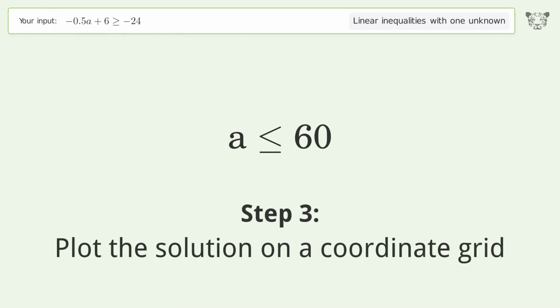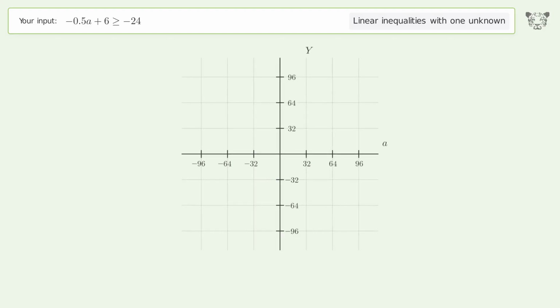Plot the solution on a coordinate grid. And so the final result is a equal or smaller than 60.